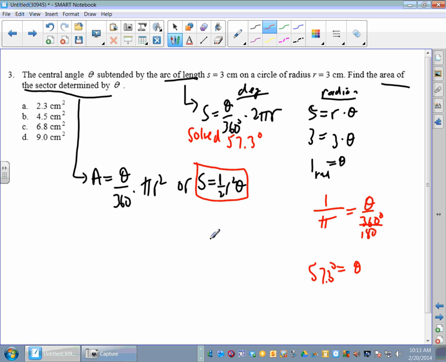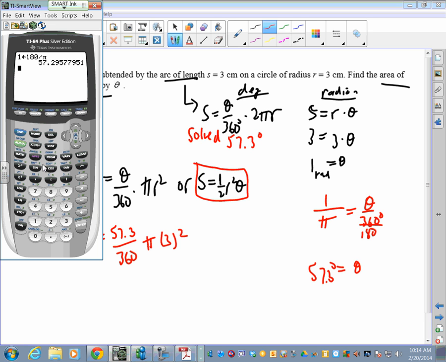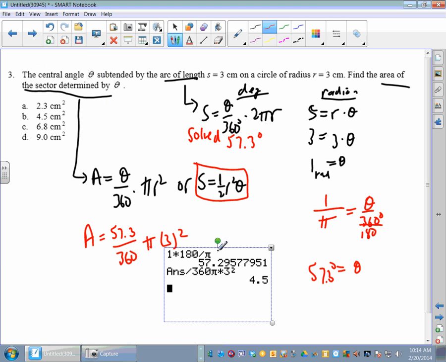I did it earlier in the other class, but their video went bust, so that's why I'm making this second one. So the area is going to be 57.3 divided by 360 pi 3 squared. And you have a calculator, so hopefully you're going to use it. Divided by 360, fractional part, times pi, times 3 squared. And you end up with 4.5 centimeters squared. Okay.